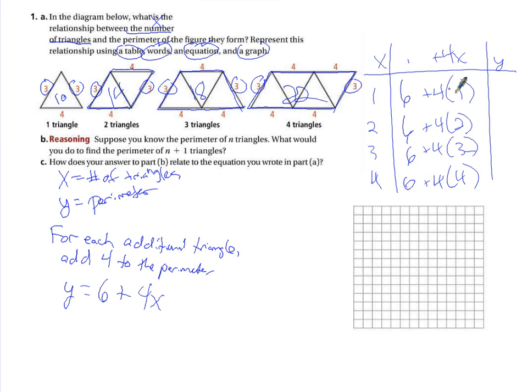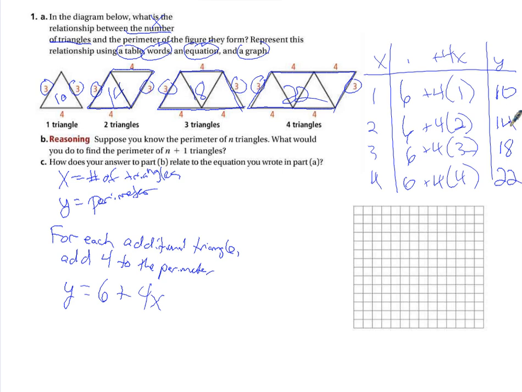And now 4 times 1 is 4 plus 6 is 10. 4 times 2 is 8 plus 6 is 14. 4 times 3 is 12 plus 6 is 18. And then 4 times 4 is 16 plus 6 is 22. Okay? That's why it's helpful. And I'll be honest, I did not intentionally make that mistake. I did get ahead of myself. But that's why it's helpful to make the table.